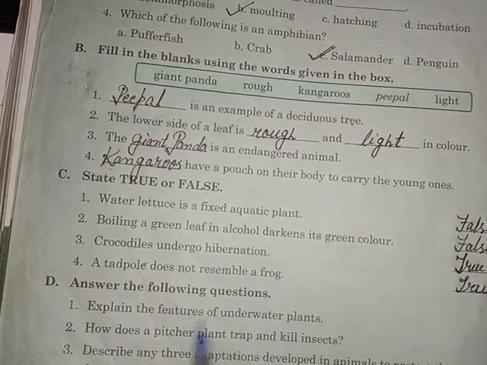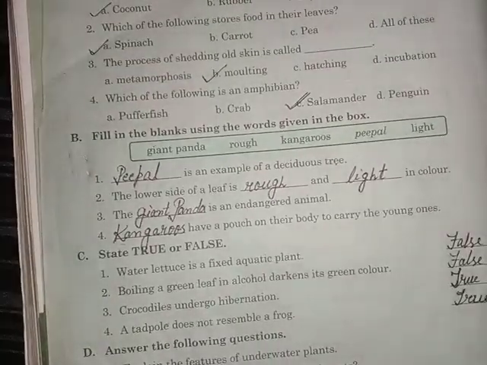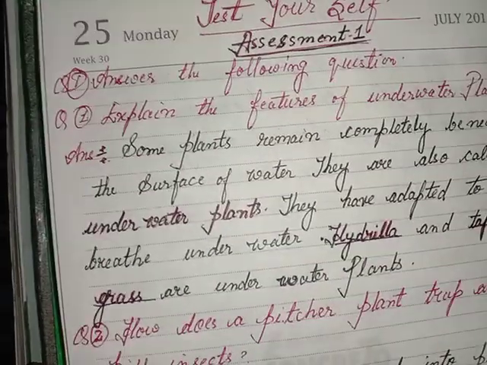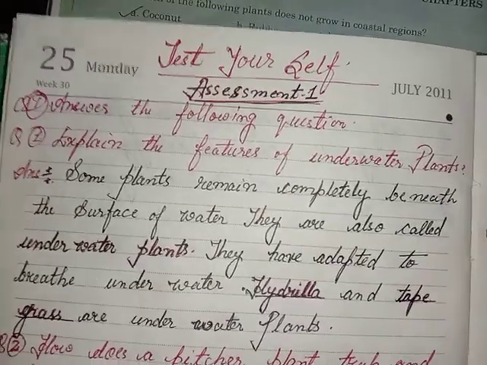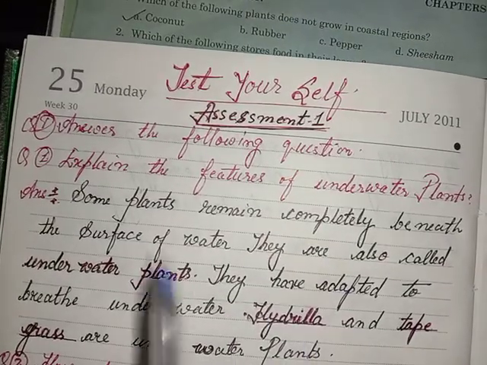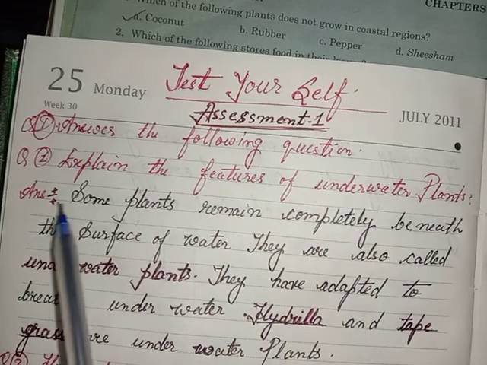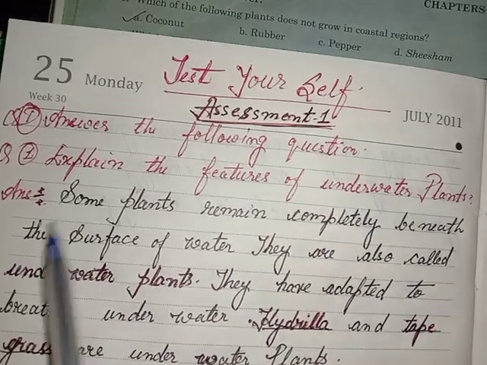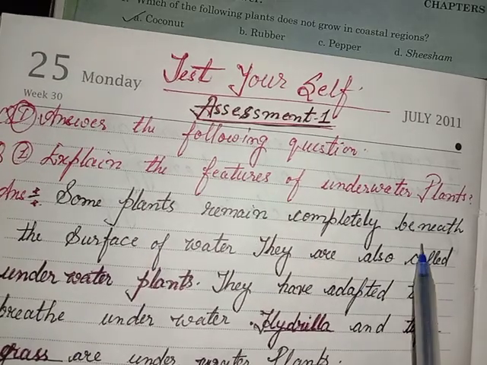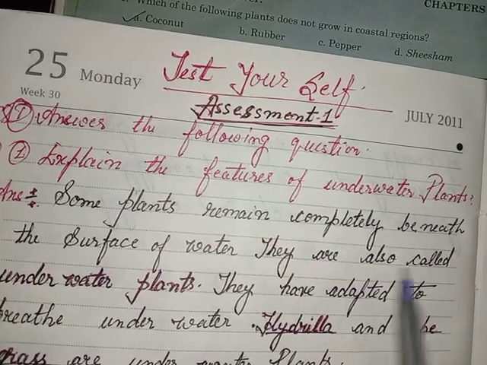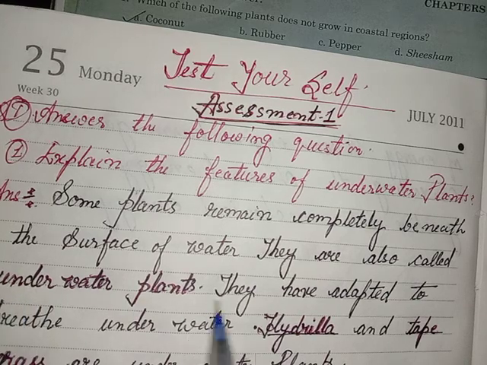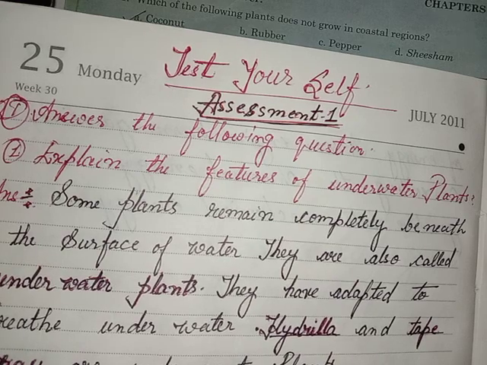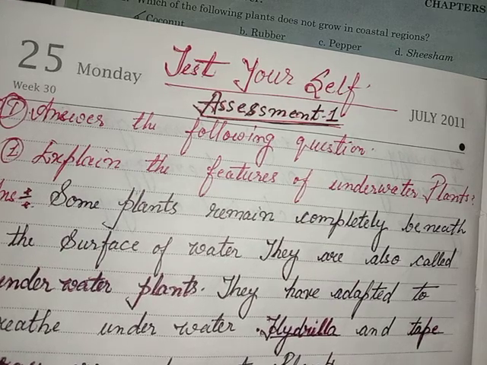Answer the following questions. Assignment 1. First, explain the features of underwater plants. Answer: Some plants remain completely beneath the surface of water. They are also called underwater plants. They have adapted to breathe underwater. Hydrilla and tape grass are underwater plants.